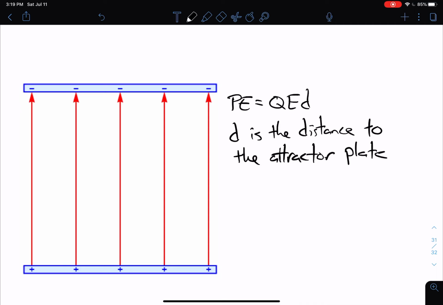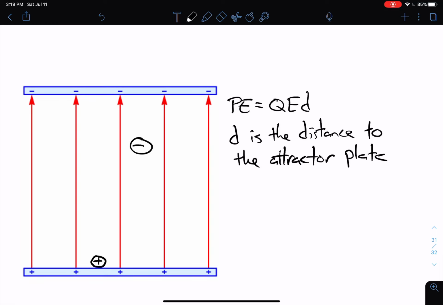Now, what do I mean by the attractor plate? Well, let's say that I have got a charge down here, and it's positive. The negative plate is the attractor plate for this. And so what would d be? It'd be the distance from here all the way up to here. If I had a negative charge, I'm just going to randomly put a negative charge here. Its attractor plate is way down here. The positive plate is the attractor plate. And so for this charge, d is going to be from here to here.